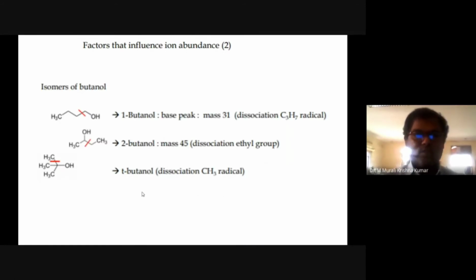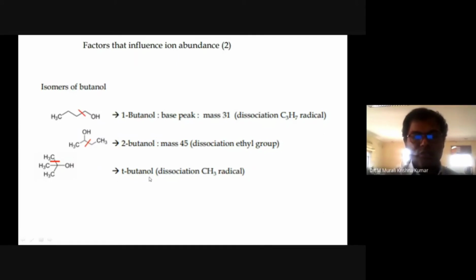In the case of isomers of butanol, it is observed that fragmentation happened over here. In 1-butanol, the base peak is 31, from dissociation of C3H7, meaning 3 carbons. Here the 3-atom fragment is the neutral fragment. In 2-butanol, they found that mass 45 is the base peak, and dissociation of the ethyl group is proposed. Here how many atoms do we have? Carbon, carbon, oxygen. Please forget about the protons here.